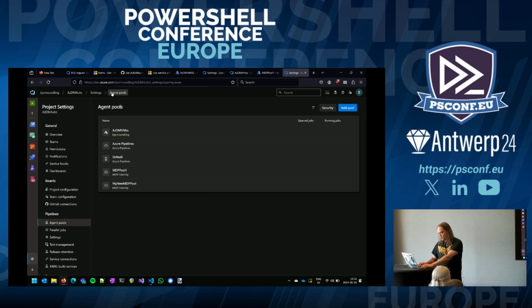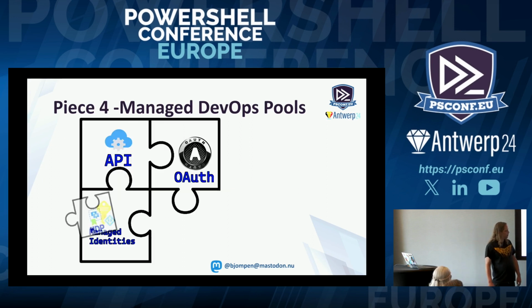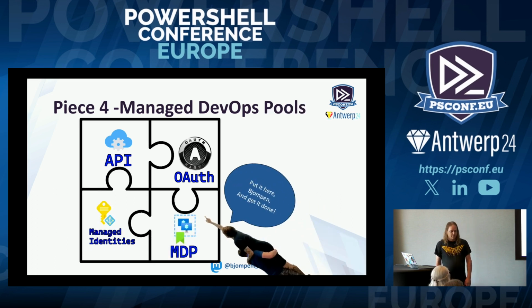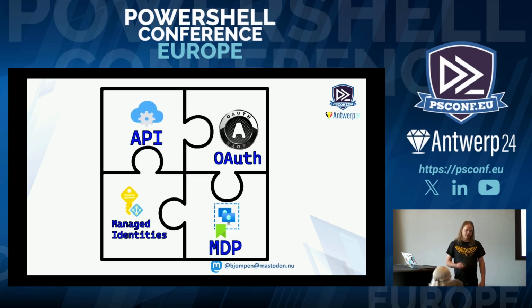Anyhow, managed DevOps pools showed up. And suddenly, I found the fourth missing piece. And so, we had it. We put our puzzle together. We have our API. We can authenticate with it. We can use managed identities, so I don't have to be the owner of everything. And we have the managed DevOps pools that allow me to just ignore the whole managing images and still connect them to my internal network and get my managed identities and so on.